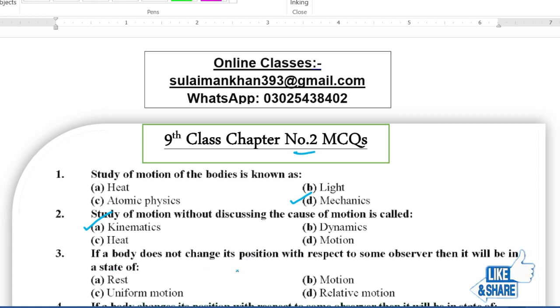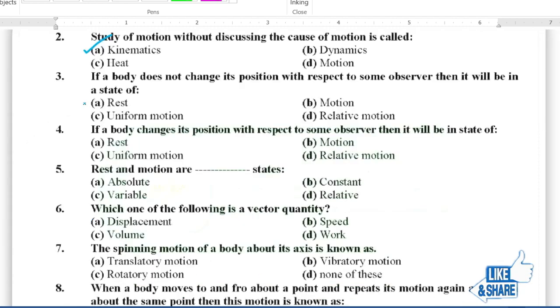If a body does not change its position with respect to some observer, then it will be in the dash state of rest. If a body changes its position with respect to some observer, then it will be in a state of motion. Option number B. Rest and motion are dash states. Relative. Option number D. Which of the following is a vector quantity?